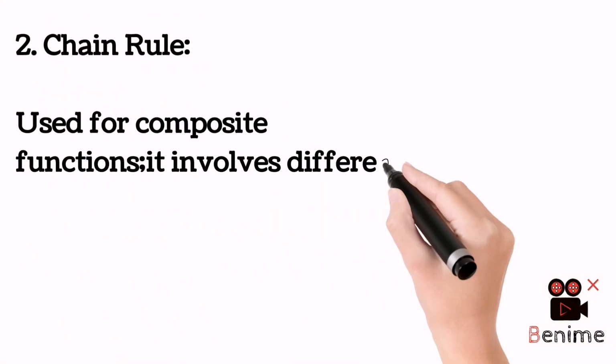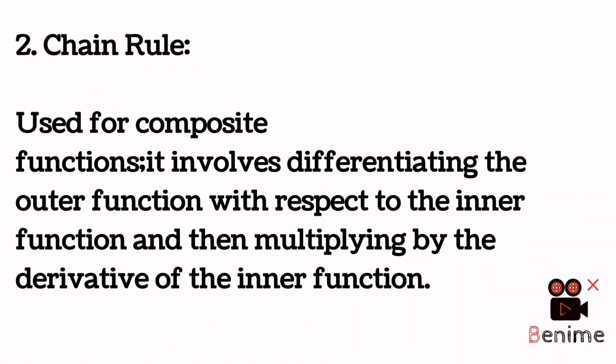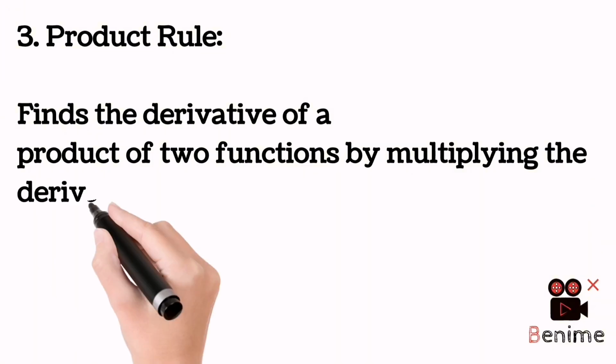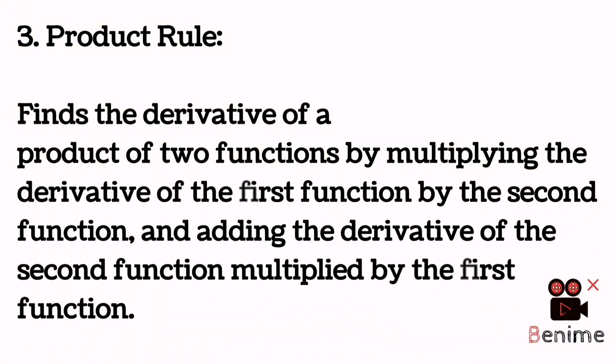The second one is the chain rule. Used for composite functions, it involves differentiating the outer function with respect to the inner function and then multiplying by the derivative of the inner function. Number 3 is the product rule. Find the derivative of a product of two functions by multiplying the derivative of the first function by the second function and adding the derivative of the second function multiplied by the first function.